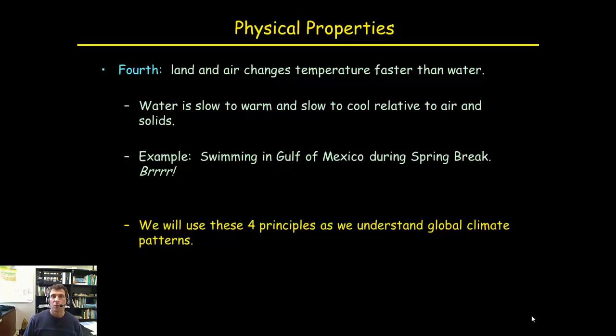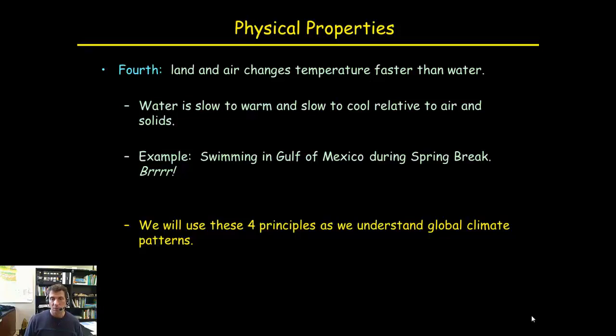Our final and fourth physical property is that land and air change temperature much faster than water. Think of water as being very lazy. It is very slow to warm up and very slow to cool down. That old saying, a watched pot never boils, is kind of based on this sluggishness of water to change temperature. Another way to think about this is that during spring break, you might go down to the beach and it might be nice and toasty warm on the beach, but you hop in the Gulf of Mexico and that water's cold. Well, that's because the Gulf is very slow to absorb heat, and the air and the land next to it have certainly warmed up, but not the water.